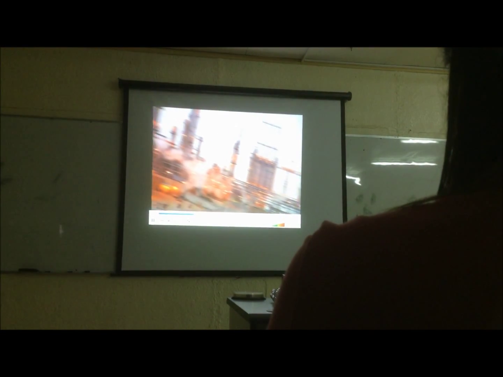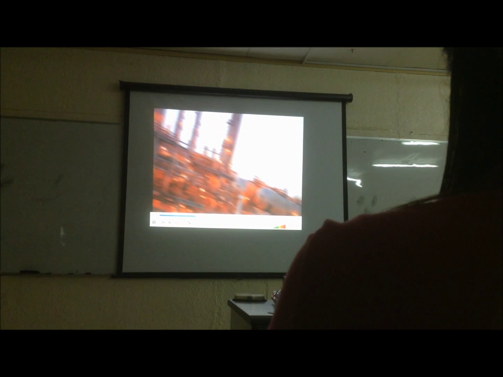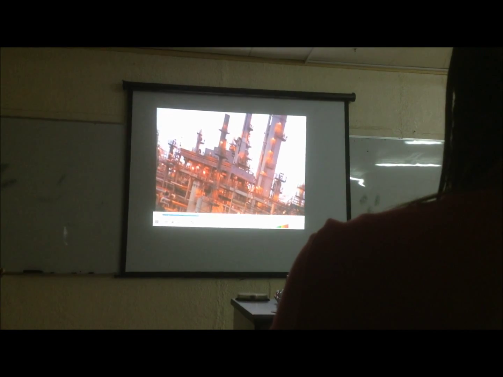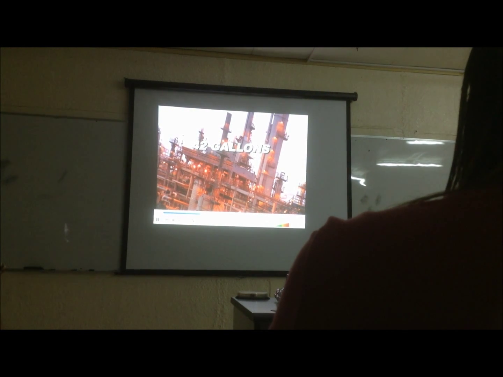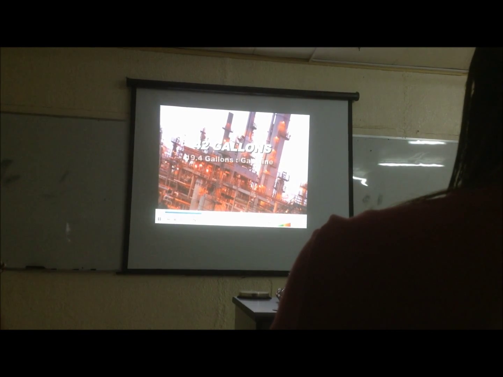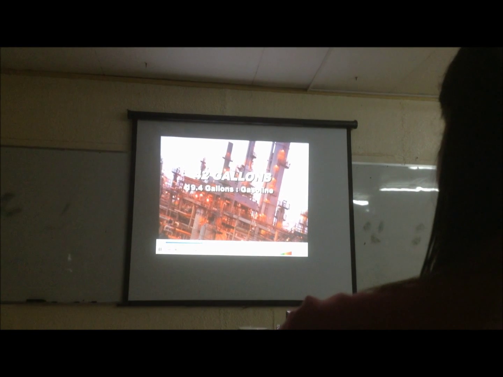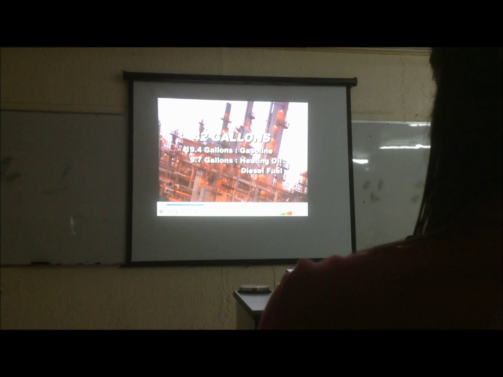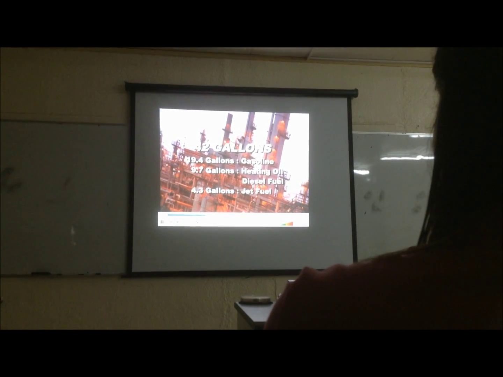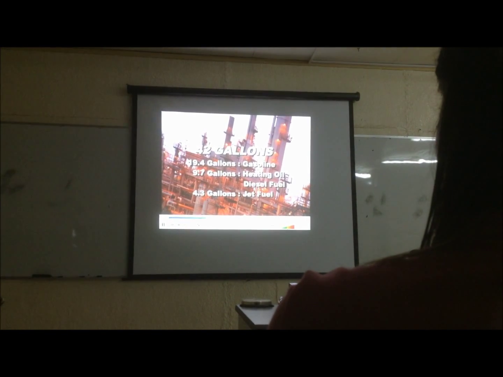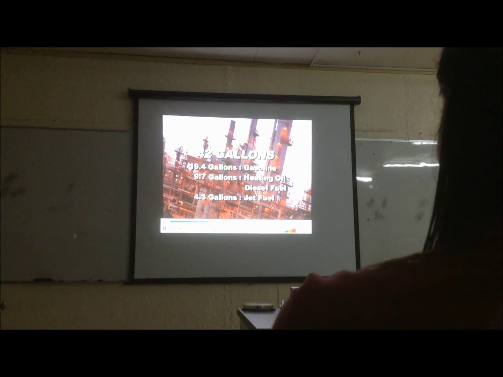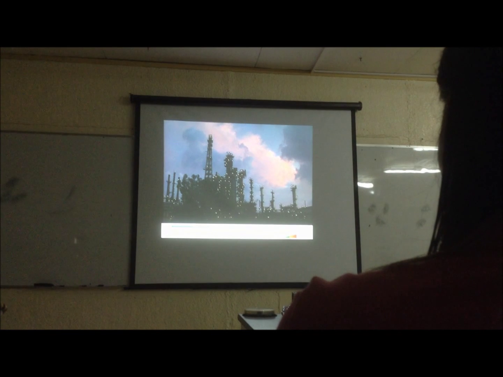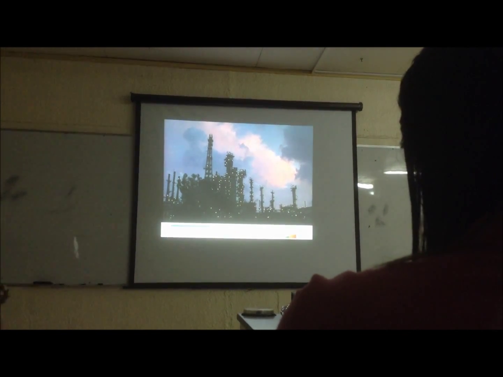BP's facilities refine crude oil into a number of consumer products. Each barrel of oil contains 42 U.S. gallons, which is refined into 19.4 gallons of gasoline, 9.7 gallons of heating oil and diesel fuel, 4.3 gallons of jet fuel, and a host of other products. The first step in refining is separating the crude oil into these various components.